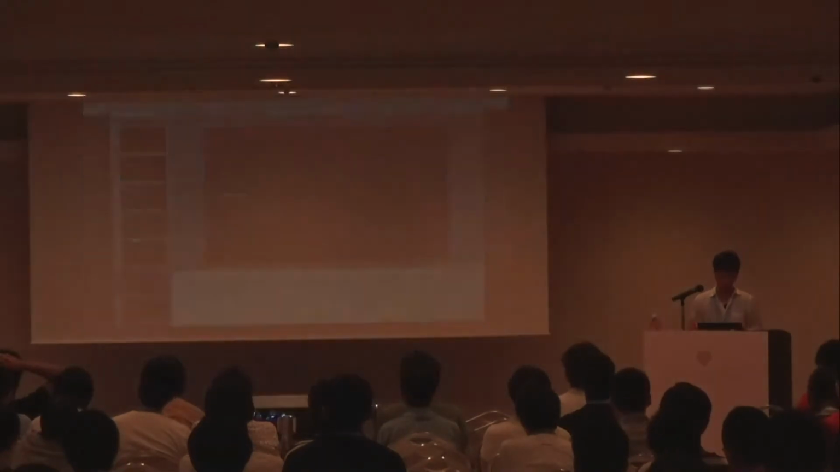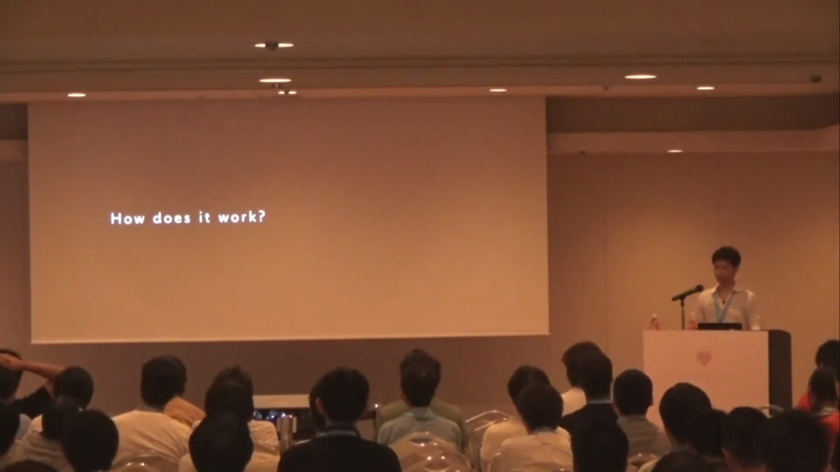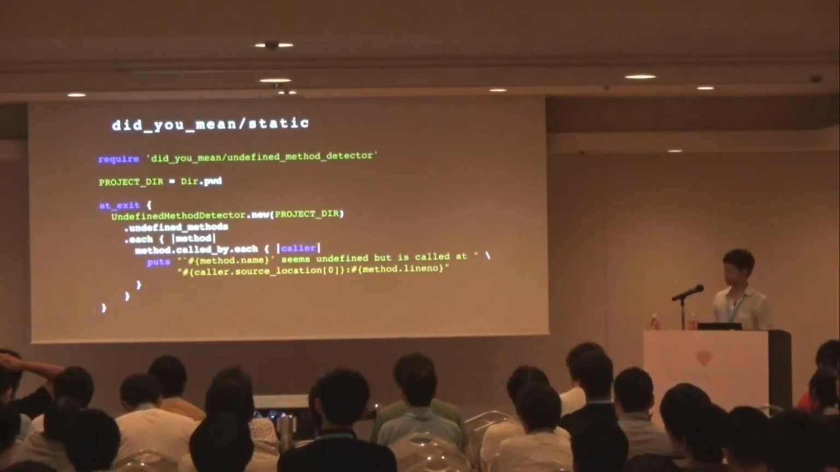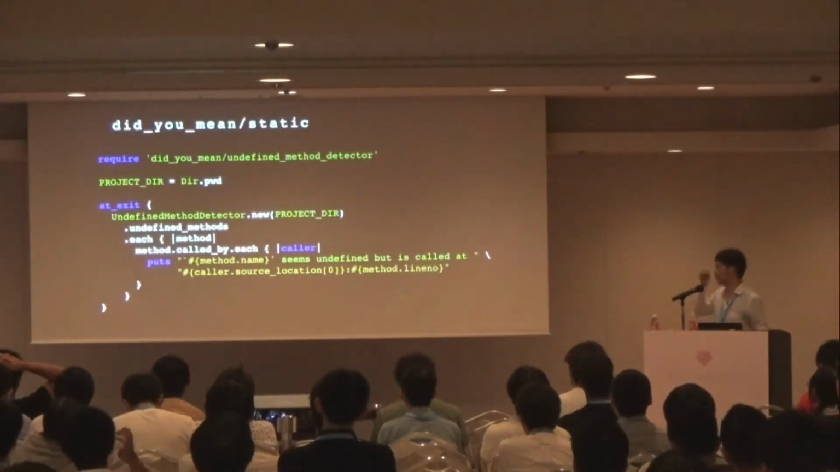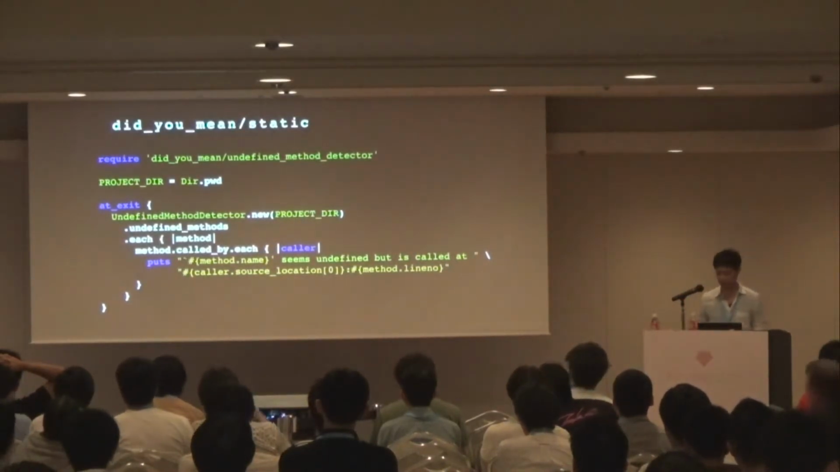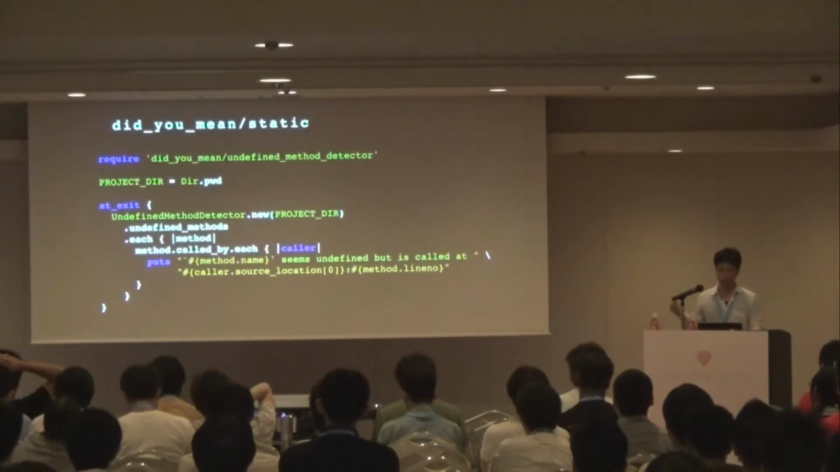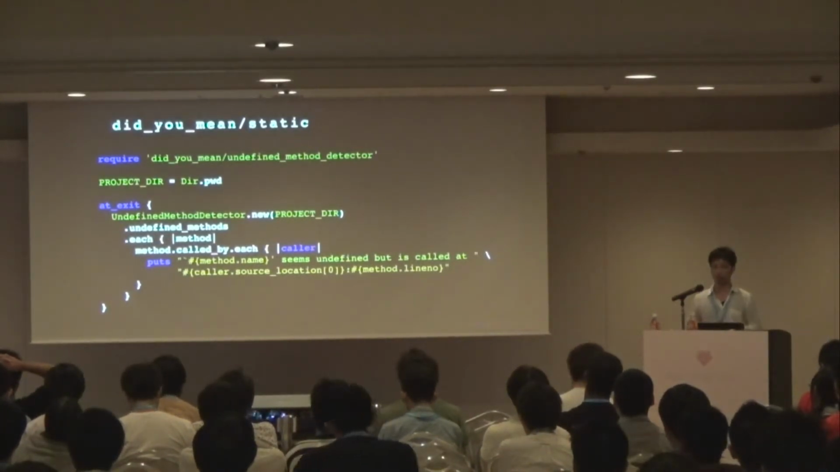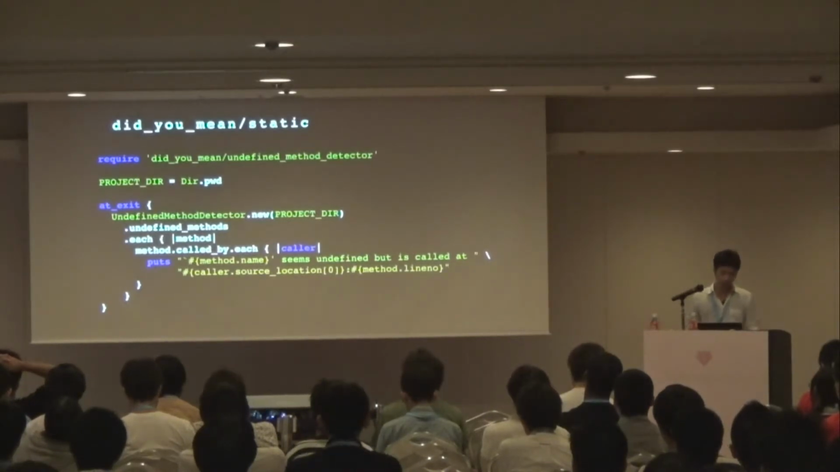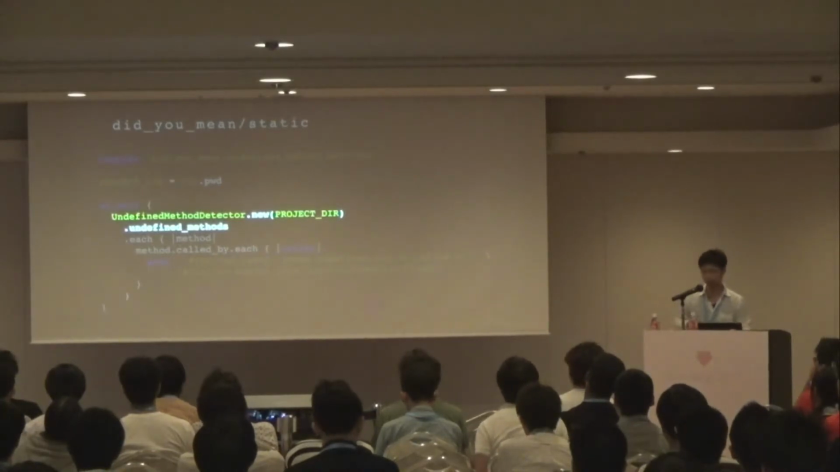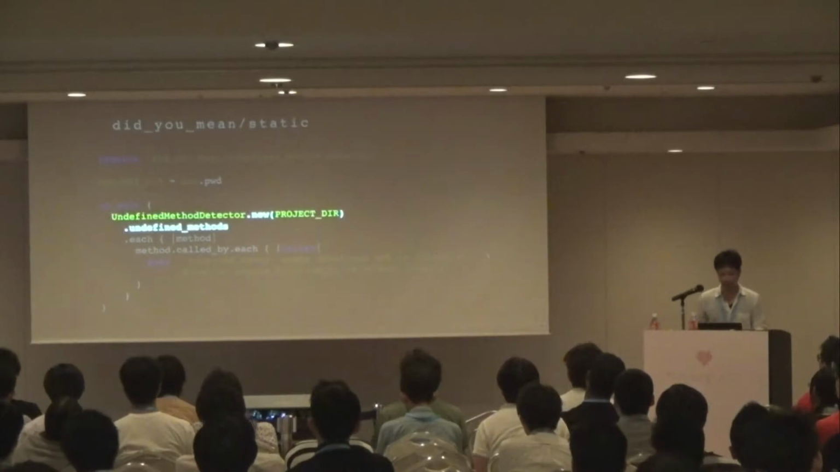So let's go back. So the question is obviously, how does it work? This is a brief summary of DigiMean static. Basically, what it does is to require an undefined method detector, and then it also needs to grab a project directory to make sure that none of the files outside of projects are annotated. The most important part is here, UndefinedMethodDetector.new, and then I'm passing project directory to it, and then it just calls undefined methods.